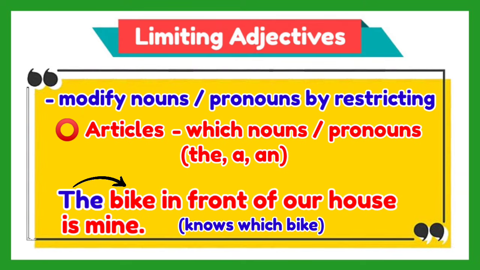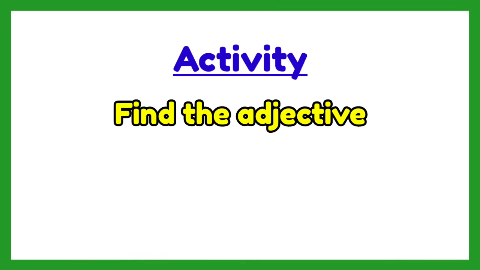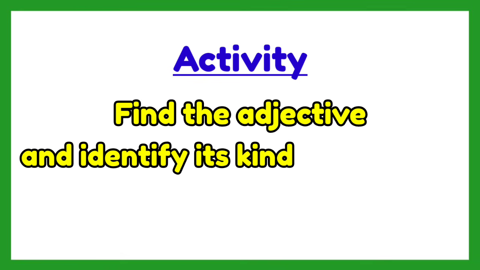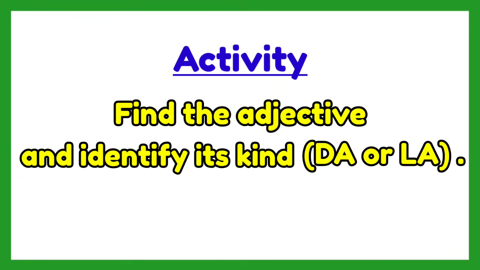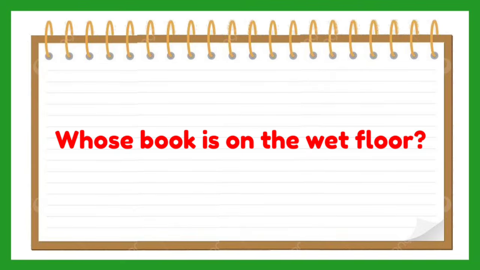Clear? Now let us have an activity. Find the adjective in each sentence and identify whether it is a descriptive or a limiting adjective. Okay? And for this activity, let us exclude the articles a, an, and the. Okay? First one. Whose book is on the wet floor?